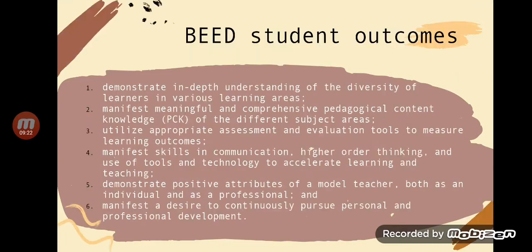Okay, next one. For the Bachelor of Elementary Education, the student outcomes are, meaning these are the qualities, the characteristics of the graduates that we are expecting to demonstrate. And let us read the first one. Demonstrate in-depth understanding of the diversity of the learners in various learning areas. Or we have here, manifest a desire to continuously pursue personal and professional development. So all of these student outcomes are the outcomes that we expect our students to show or demonstrate after graduation.